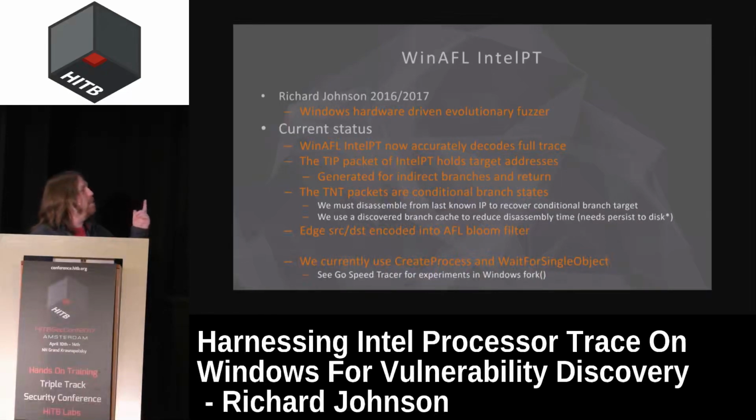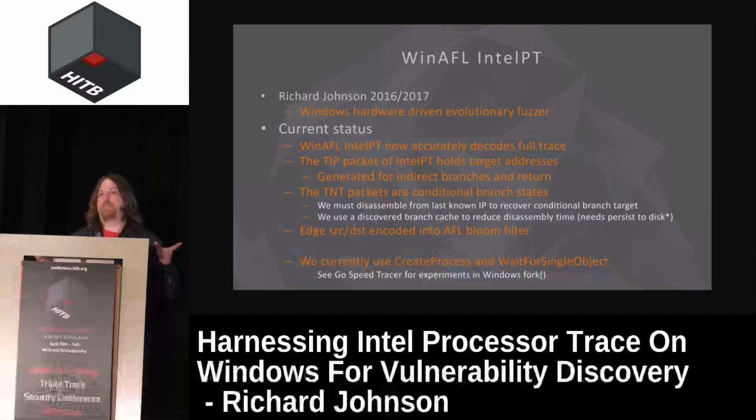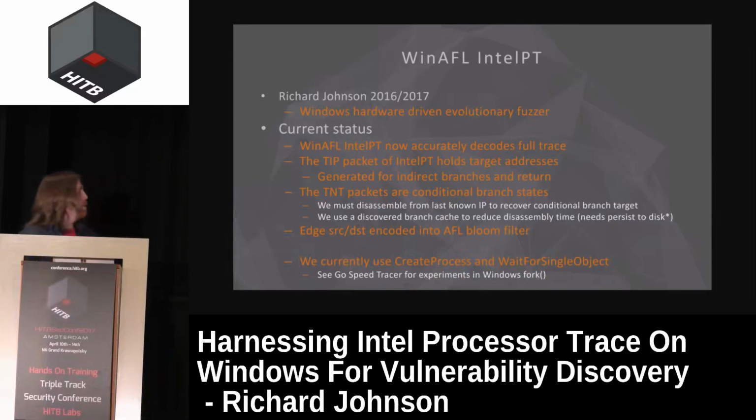The taken IP packet, of course, holds the target address, and we get that for the indirect branches and returns. We disassemble the taken, not taken packets and have a branch cache. And then, of course, we use that. We have to come up with our own little way to encode it into the Vuln filter since we have full addresses and not block IDs, but that's fairly simple. And, of course, since we don't have fork, we need to use CreateProcess and WaitForSingleObject, just like you normally would.